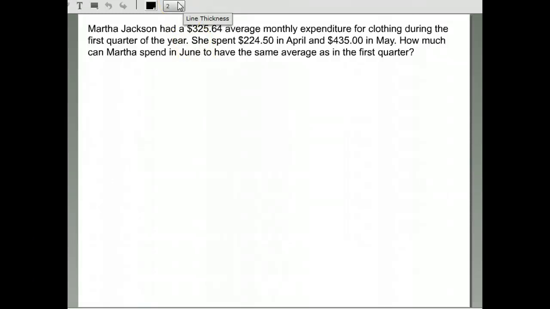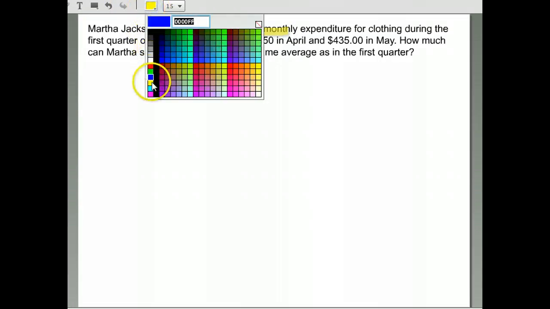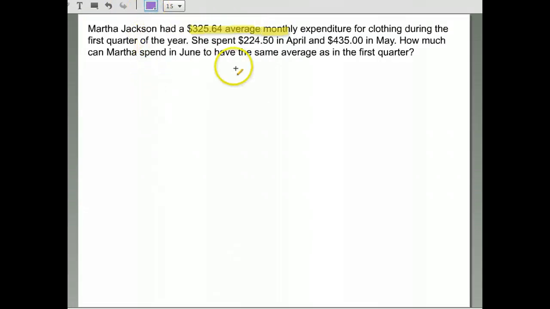Okay, now we're going to do some problems where we have to solve for a missing value. So notice this is talking about Martha. It said she had a $325.64 monthly average expenditure for clothing during the first quarter of the year. Okay, so that was her average during the first quarter. Then in April she spent $224.50 and $435 in May. How much can she spend in June to have the same average as the first quarter?